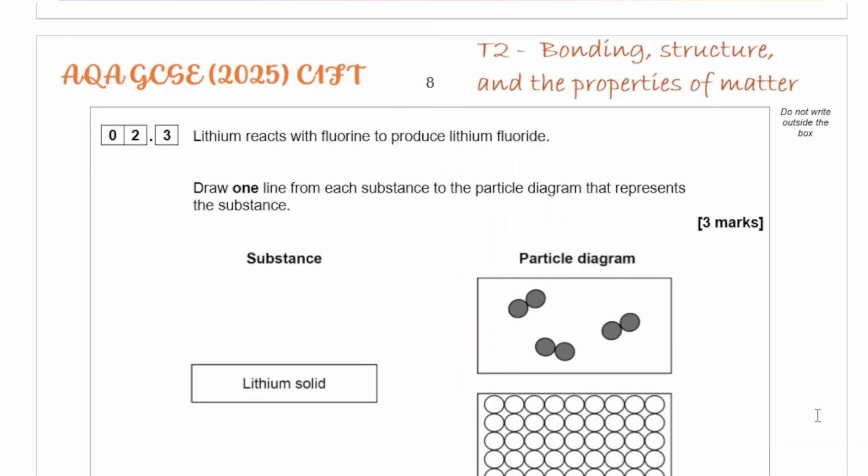Lithium reacts with fluorine to produce lithium fluoride. Again, it's an ionic compound because lithium is a metal and fluorine is a non-metal. Draw one line from each substance to the particle diagram that represents the substance.